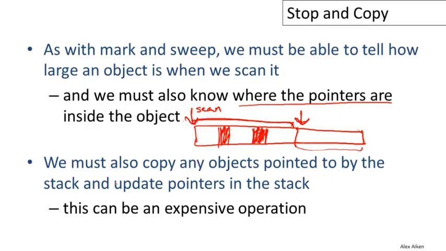Another issue is that whenever we do a garbage collection, I haven't mentioned this up to this point, but it should be clear, we also have to scan and copy objects pointed to by the stack. And we also have to update pointers in the stack. And this can actually turn out to be kind of an expensive operation with stop and copy, because you still have to walk the entire stack each time you do a collection in order to make sure that you've copied all the objects pointed to by the stack.